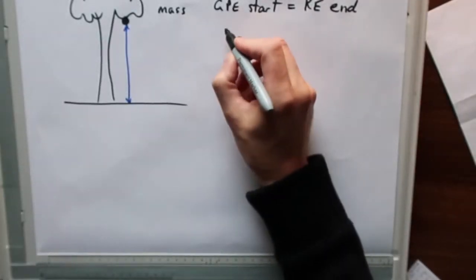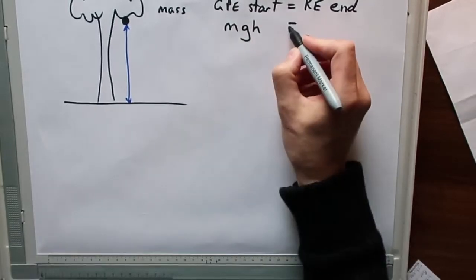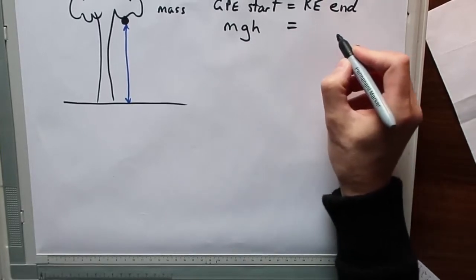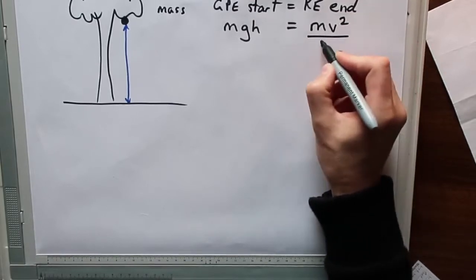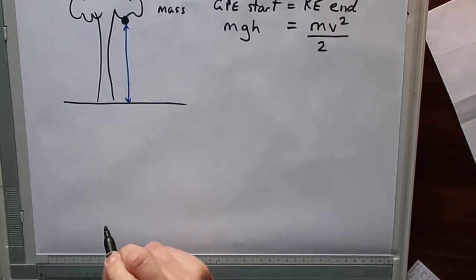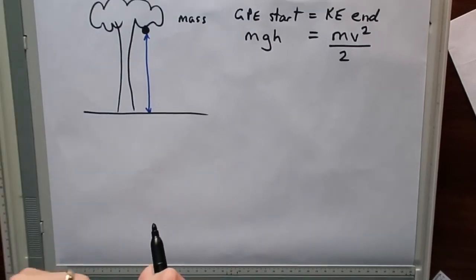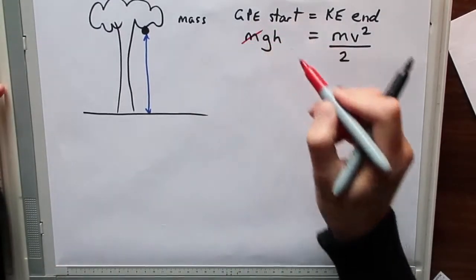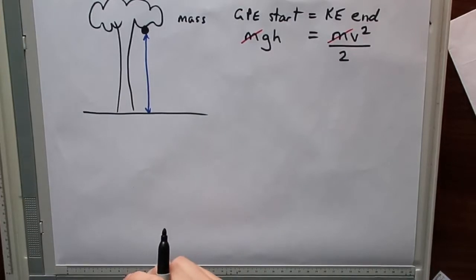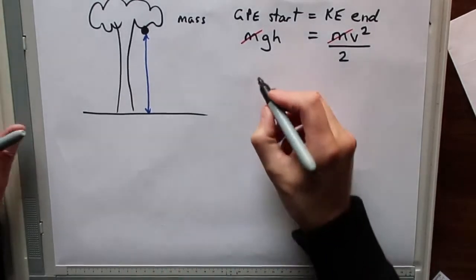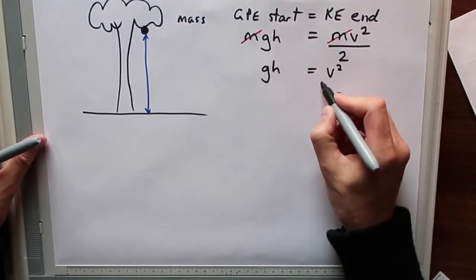Now, gravitational potential energy is mass times gravity times height, and kinetic energy is a half mv squared. Rearranging it, I'll do mv squared divided by 2. Now what you'll notice is both sides have got mass on, so we can cancel that out straight away. Mass is on the top on this side, mass is on the top on that side, so we can cancel those out because it's the mass of the acorn, so it's the same on both sides. And that leaves us with gh equals v squared divided by 2.